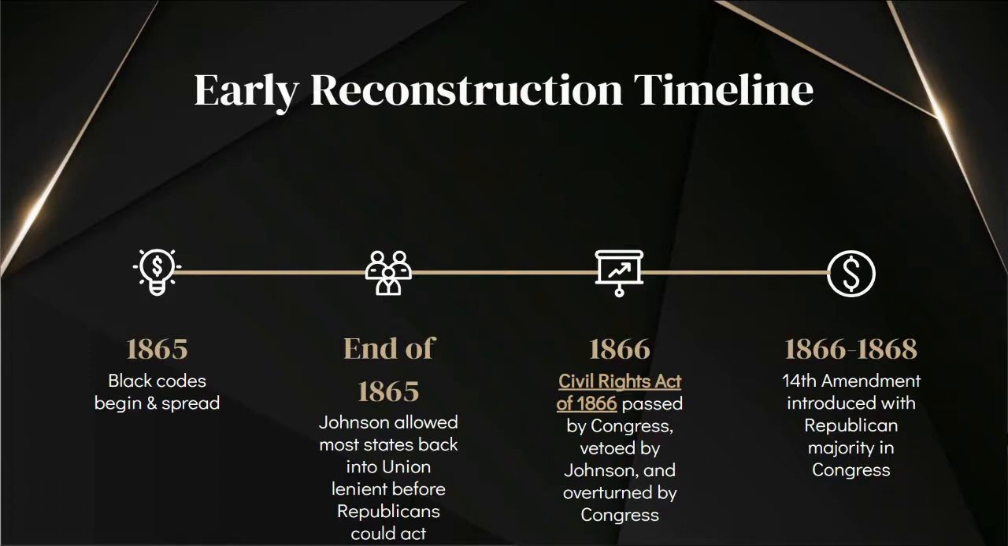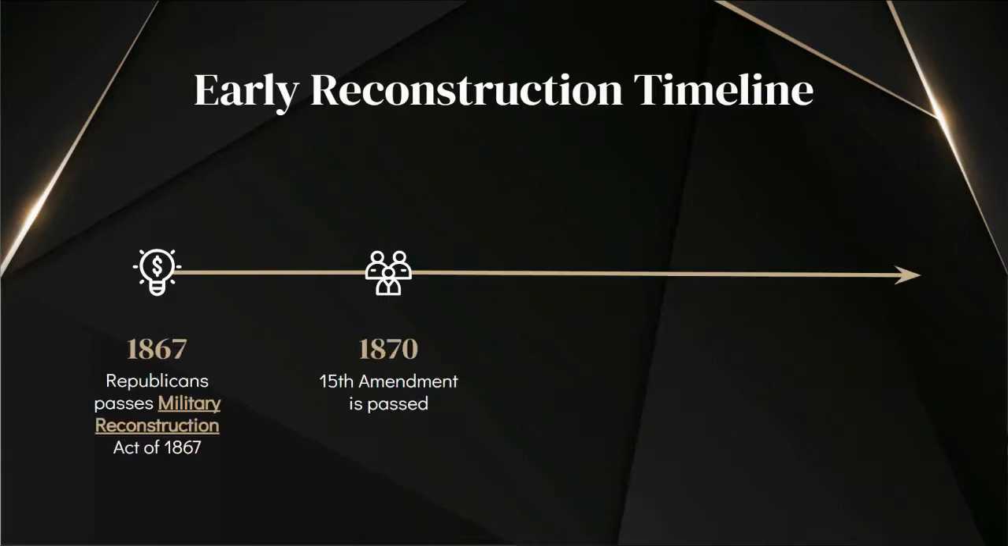1866 to 1868. Ultimately, 1868 is when the 14th Amendment is passed. But in 1866, with all the Republicans in Congress, they worked to pass the 14th Amendment. As we continue this earlier Reconstruction, if you will, Republicans really work toward their own Reconstruction plan.